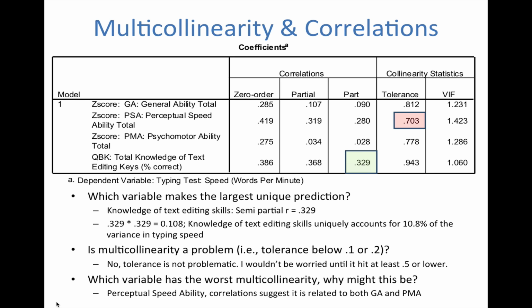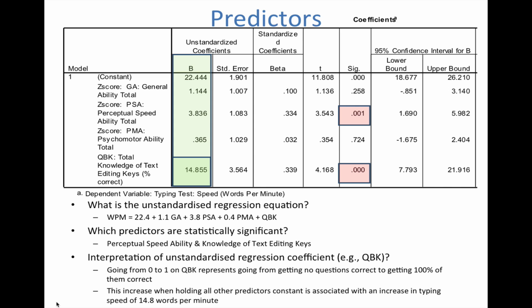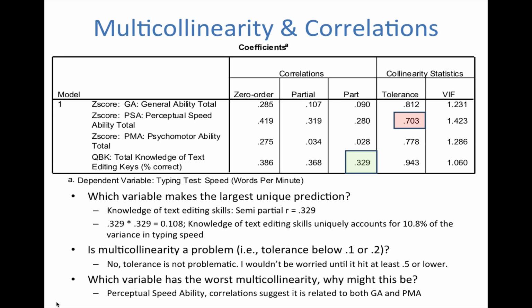If we wanted to evaluate how important these predictors were, so I'll just go back to here, we could look at the standardized coefficients, which suggests that perceptual speed and knowledge are the 2 key predictors. So they're both fairly substantial. Or we could look at the semi-partial, which strangely SPSS calls part. And that also seems to suggest that perceptual speed and total knowledge are the largest semi-partial correlations.